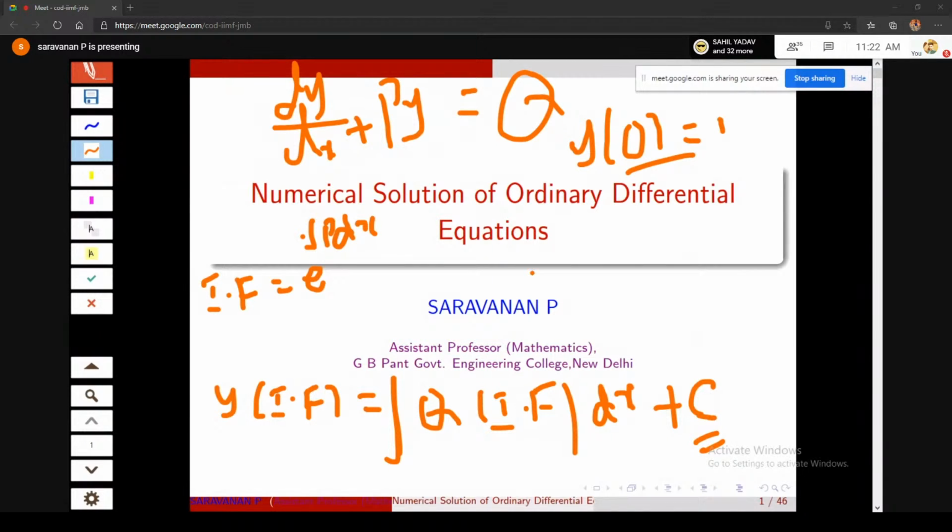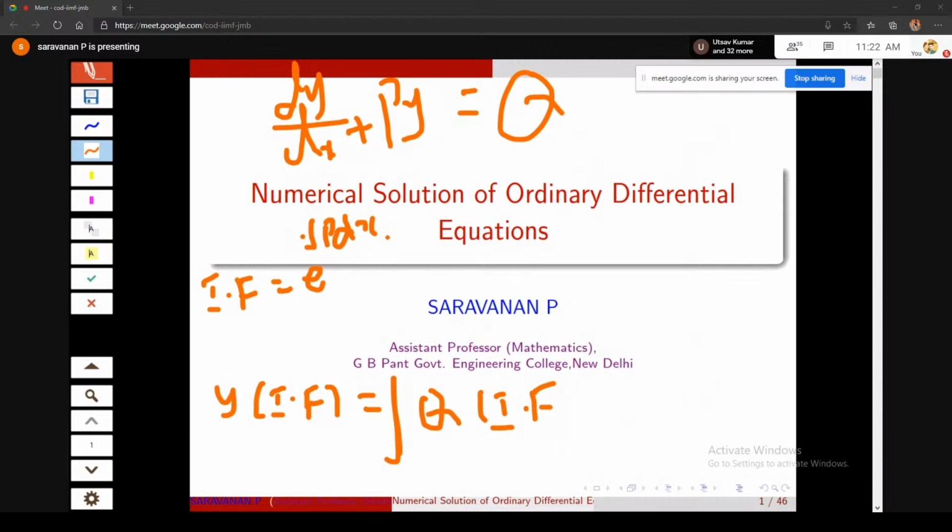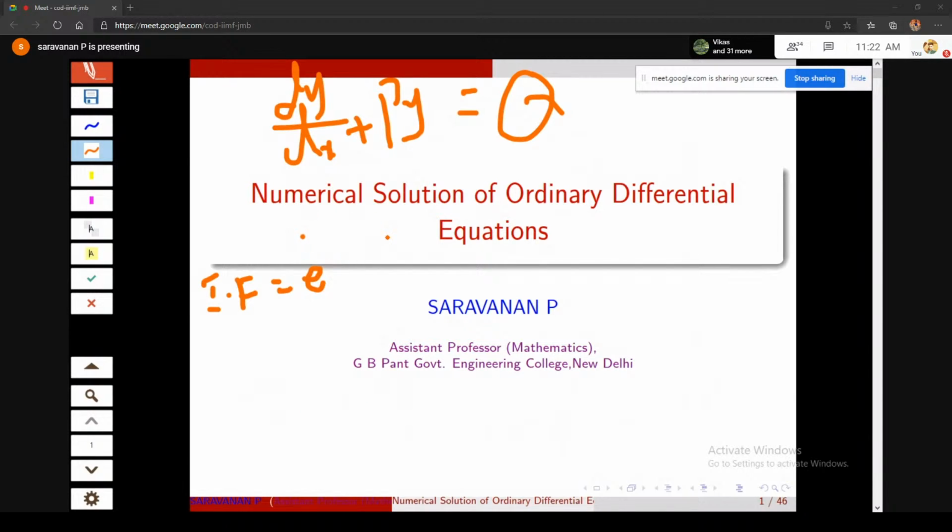Suppose this function p is complicated, then finding the integral of p dx is difficult, or if this q is complicated, then finding this integral will be difficult. In that case we will try to find the numerical solution of the ordinary differential equation. Initially they started with the first order, and then improved to higher orders like second order, third order, etc. But I think in your syllabus only first order is included. They don't talk about the higher order, so we will see only the first order in your class.